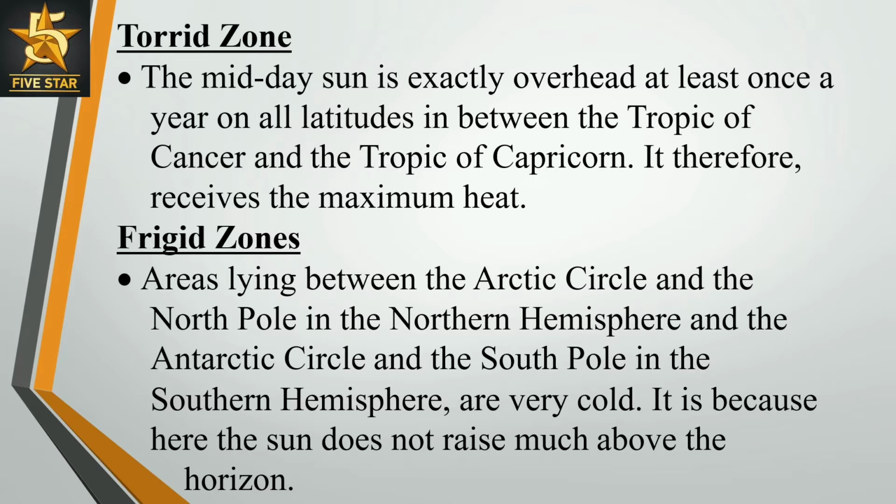Frigid zone. Areas lying between the Arctic Circle and the North Pole in the Northern Hemisphere and the Antarctic Circle and the South Pole in the Southern Hemisphere are very cold. It is because here the sun does not rise much above the horizon.